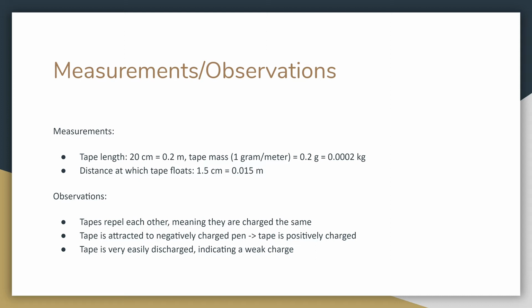And then the observations that were important in this lab are that the tapes repel each other, which means they have identical charges. One tape is attracted to a negatively charged pen, which indicates that the tape is positively charged. And then because the tapes are easily discharged by touching objects or hands, it indicates that the charge on the tapes is relatively weak.